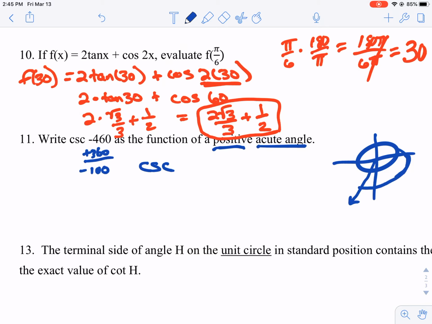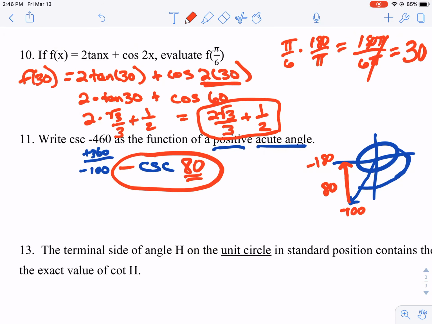It says I am in the third quadrant. I will need a reference angle. So if this is -100 and this is -180, reference angles always go to the nearest horizontal. That makes my reference angle 80. So there's my positive acute angle. That means reference angle. Now, we have to figure out, is cosecant positive or negative in the third quadrant? Well, cosecant is the reciprocal of sine. Sine is negative in the third quadrant, so cosecant is negative in the third quadrant.